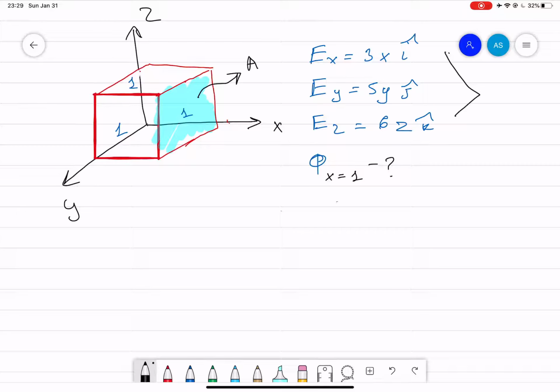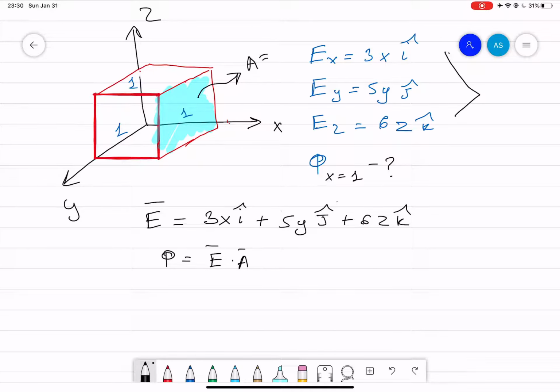Now this electric field can be written in terms of x, y, z like this: the electric field E is equal to 3x i vector plus 5y j vector plus 6z k vector, as an example. After that, we know by the formula that the flux is the electric field dot A, right?